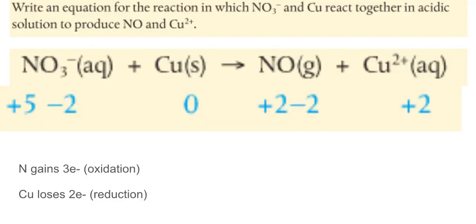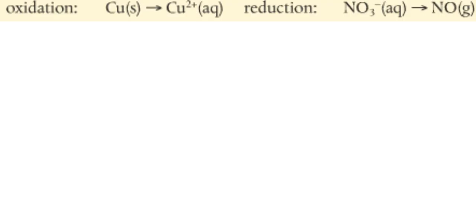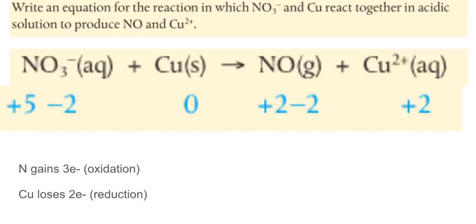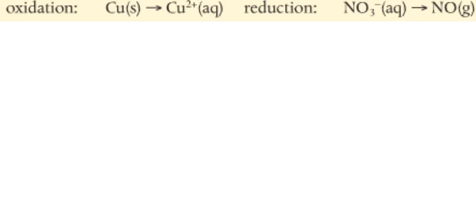So let's take a look at this example that we just looked at. So here is my oxidation and my reduction. I have broken them down into their half equations. So I've written the oxidation reaction and the reduction reaction from my parent equation here. I just took the nitrate becoming nitrogen monoxide and the copper becoming copper 2+.